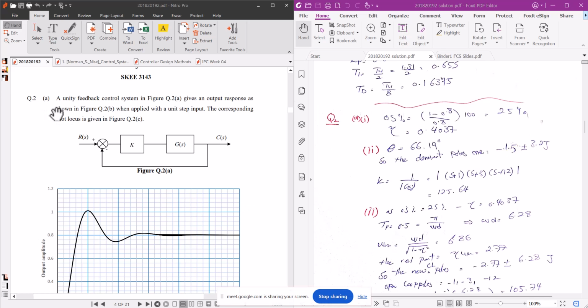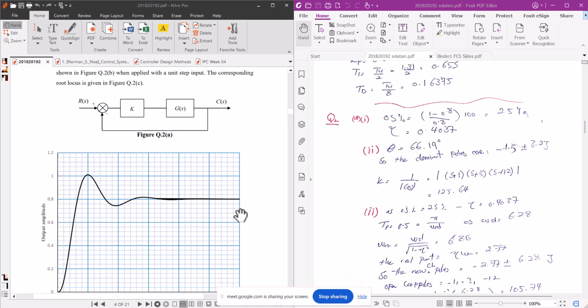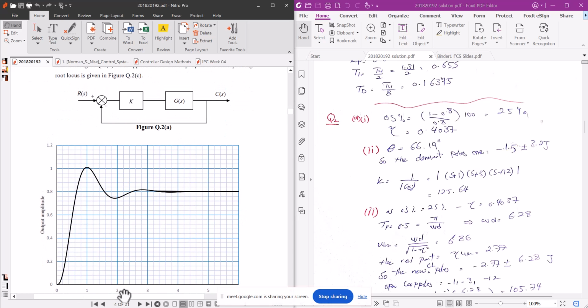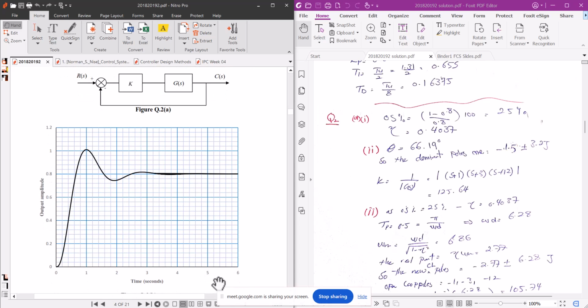Okay, question number 2, part A. A unity feedback control system in the figure, question number 2a, gives an output response as shown in the figure. So this is the output response of that system in the time domain. This is the steady state value, that is 0.8, and the overshoot you can measure, it's approximately 1.